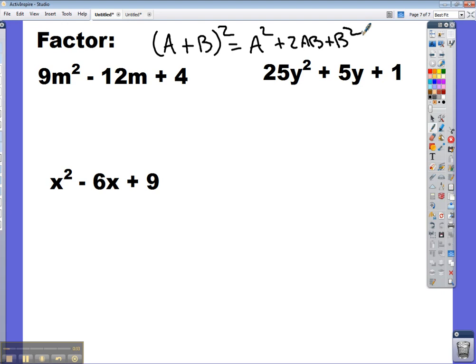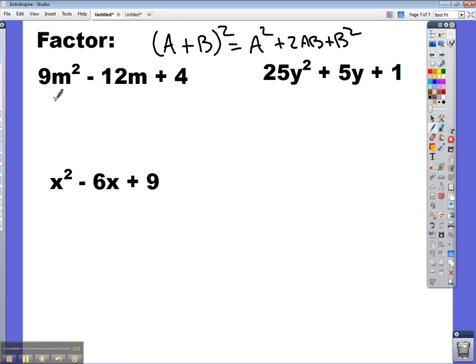We have 9m squared minus 12m plus 4. We are being asked to factor this. So let's see if this is a perfect square binomial. In a square binomial, when we multiplied out our factored form, we always got perfect squares in the first and last term, and the middle term was 2 times the a times the b value. And we always had trinomials, right? So let's see. Is this a trinomial? Yes, it has 3 terms.